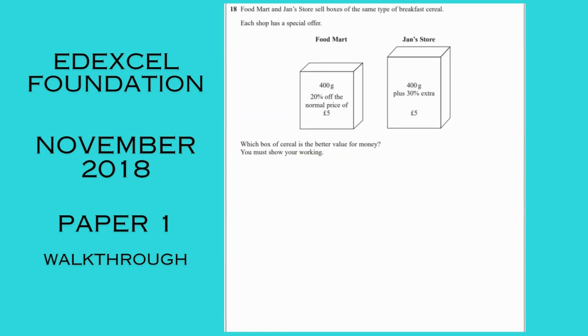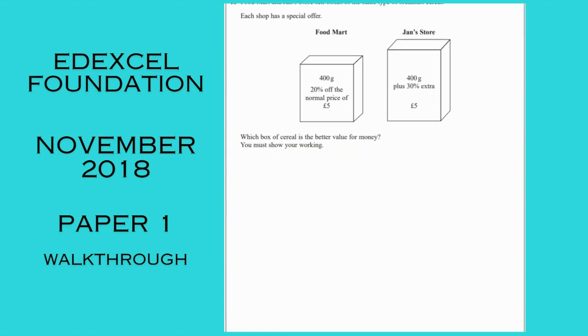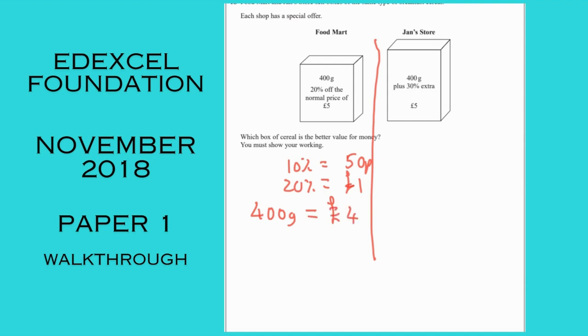Number 18. Another wordy, typical best buy scenario. Do one thing at a time. Let's look at the Food Mart. 20% off the normal price. Well, 10%, divide by 10, 50p. So 20% is going to be £1. It's reduced, so that means the 400 grams is going to cost you 5 minus 1, £4. Now that might be a good comparison. We'll see what happens with Jan's store.